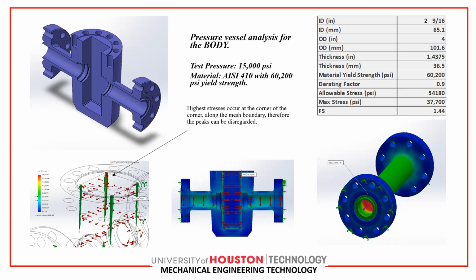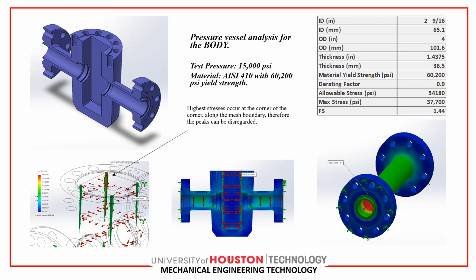The internal diameter of the valve body is 2.96 inches, which is part of the design criteria of our project, and is equal to 65.1 millimeters. The external diameter, the OD that we have decided to design for our valve body, is 4 inches, which is equal to 101.6 millimeters. The thickness is equal to 1.4375 inches, which is equal to 36.5 millimeters.